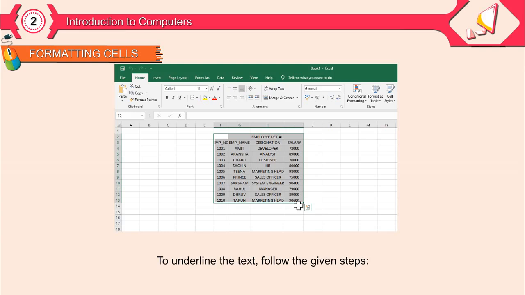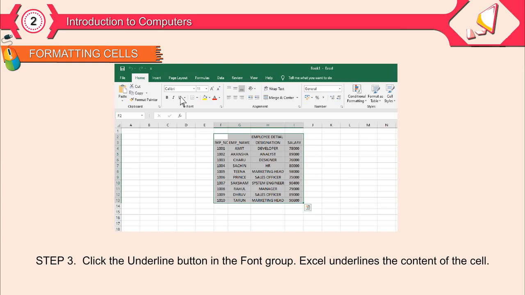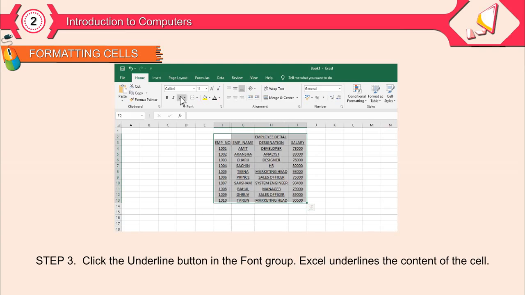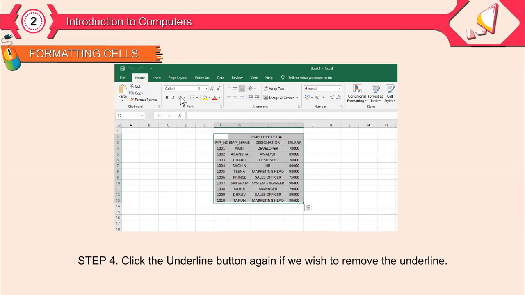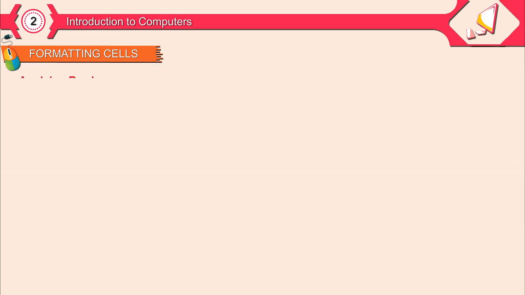To underline the text, follow the given steps. Step 1. Select the cell whose text we want to underline. Step 2. Select the Home tab. Step 3. Click the Underline button in the font group. Excel underlines the content of the cell. Step 4. Click the Underline button again if we wish to remove the underline.